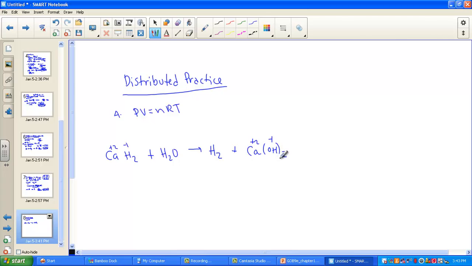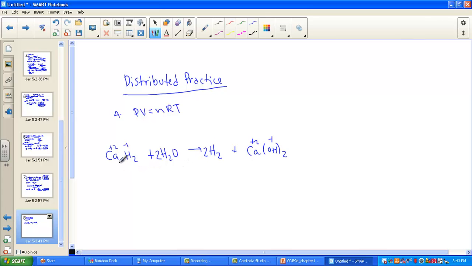hydroxide. Polyatomic ion, OH, carries a -1. Let me take a moment and consider balancing. 1 Ca, 1 Ca, there's 4 H's, 1, 2, 3, 4, 2 O's, 1 O. Let's start by doubling our water to get the oxygens working, and that's 4, 5, 6 hydrogens, and then 2 and 2 is 4.